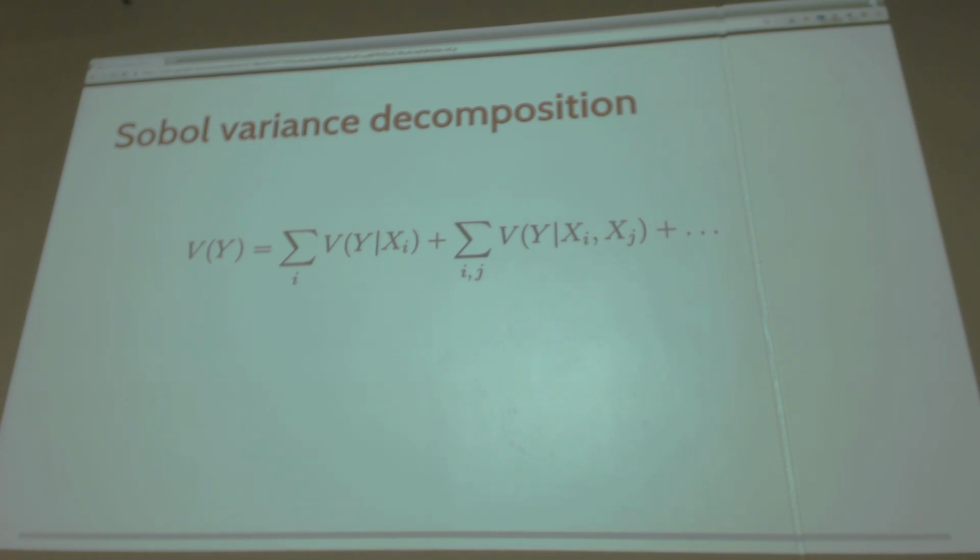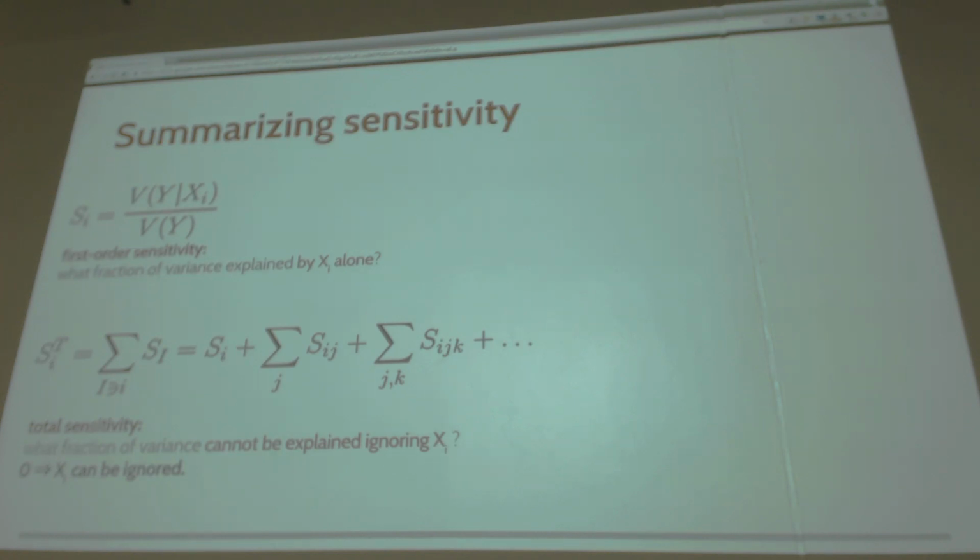So the trouble, no, there's no trouble with that yet. We'll talk about what the trouble with that is later. But if we have computed this decomposition, we have two indices for every parameter. One of them is first order sensitivity. We divide the first order term of that parameter by the total variance, and it tells us what fraction of variance is explained by just this parameter. So if the only thing we knew was this parameter, how much could we say about the output?